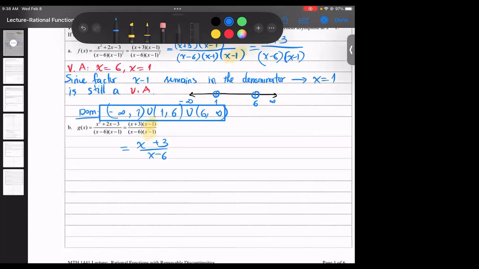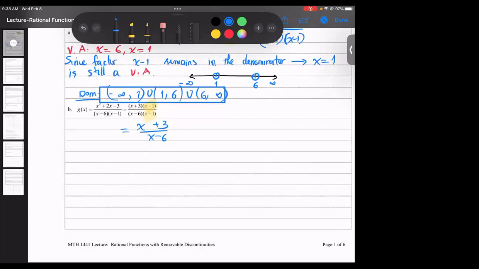Is there a removable discontinuity? Yes, right. In this case, x equal 1. So I would say x equal 1 is a removable discontinuity. Sometimes they call that a hole. When you have a hole on the graph, you'll be able to remove it. But when you have a vertical asymptote, when you have like a big gap, there's no way you can fill in that gap.